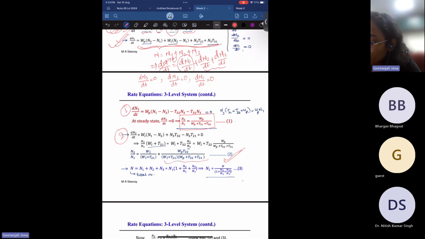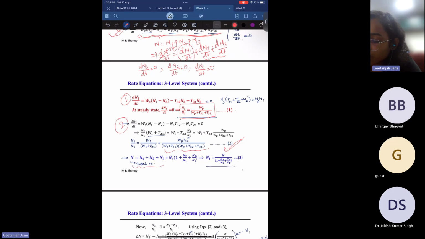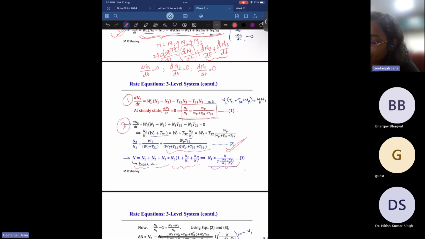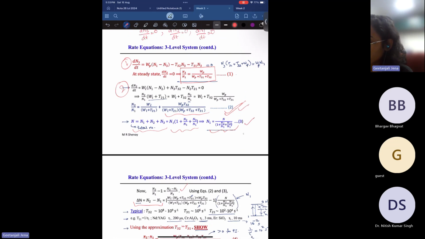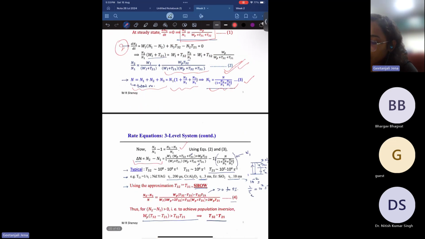Now if you want to write it in terms of total n, total n is nothing but n1 plus n2 plus n3. So take n1 common in this equation, and we'll get n1 as n divided by this term. So if you want to find delta n by n, delta n is n2 minus n1. Now we put these expressions, equations 2 and 3, into delta n. So you will get this expression. This is the final expression for delta n for this 3-level system.